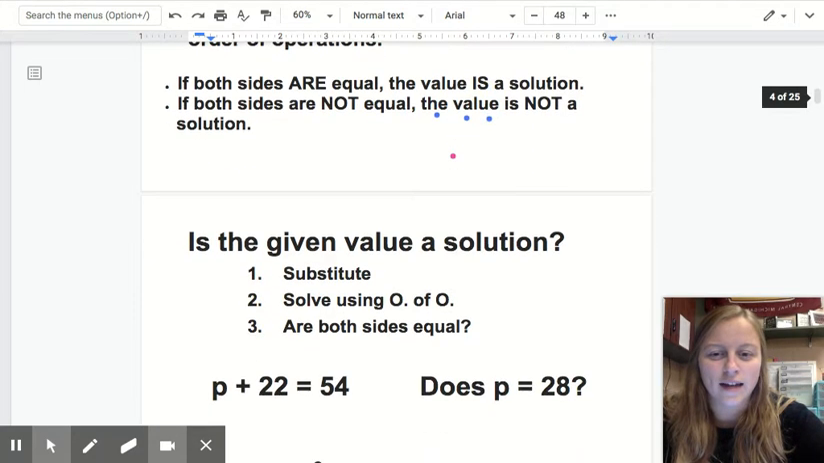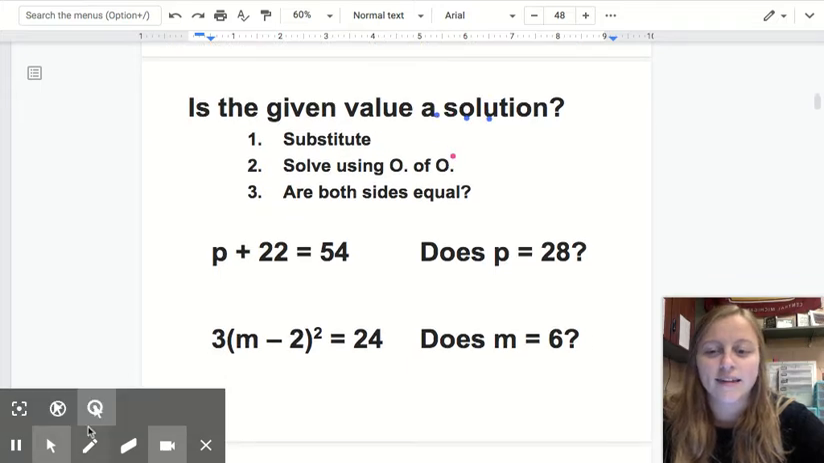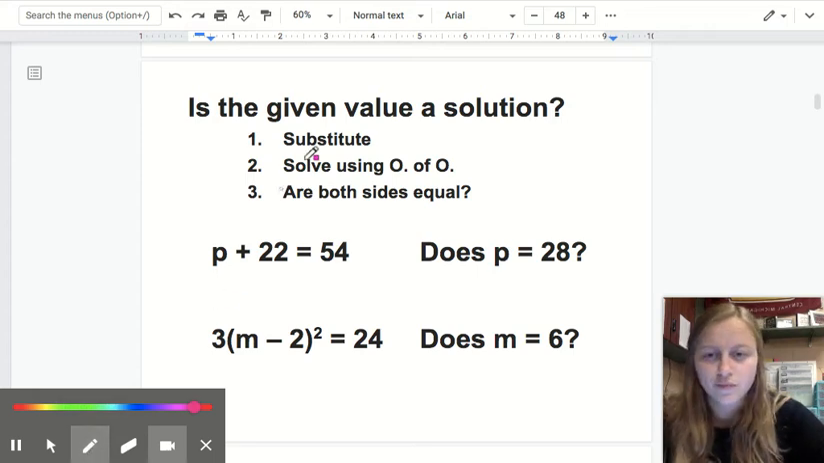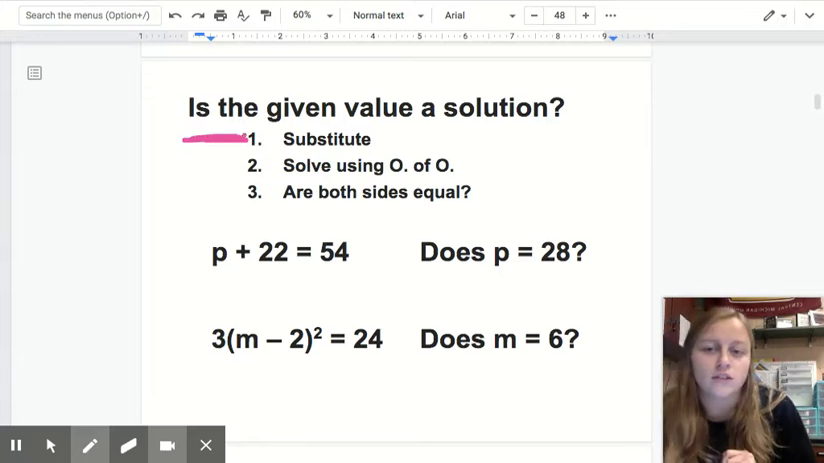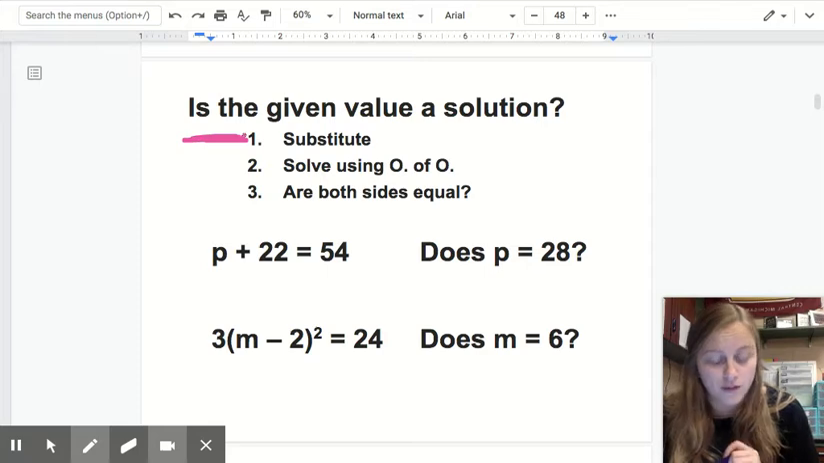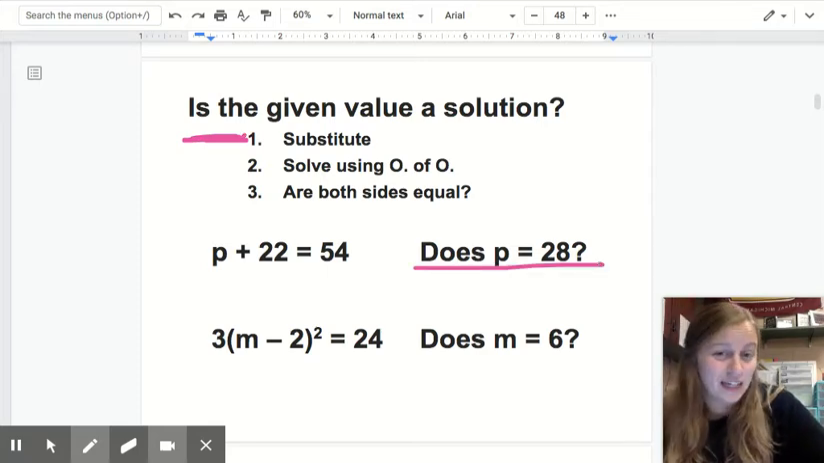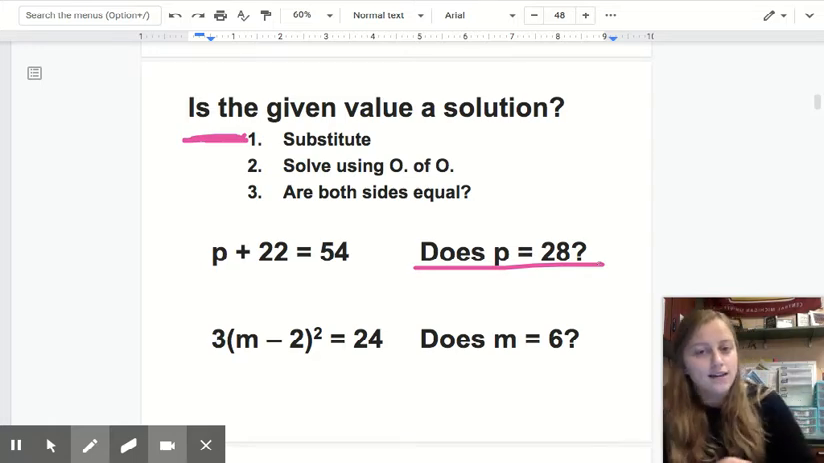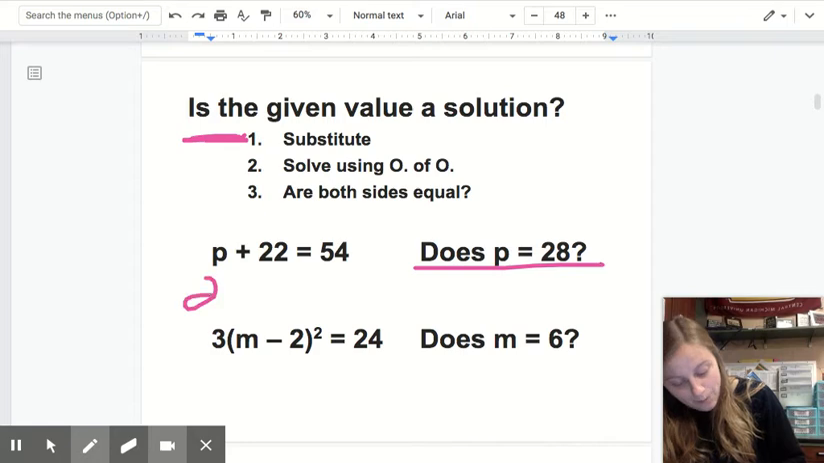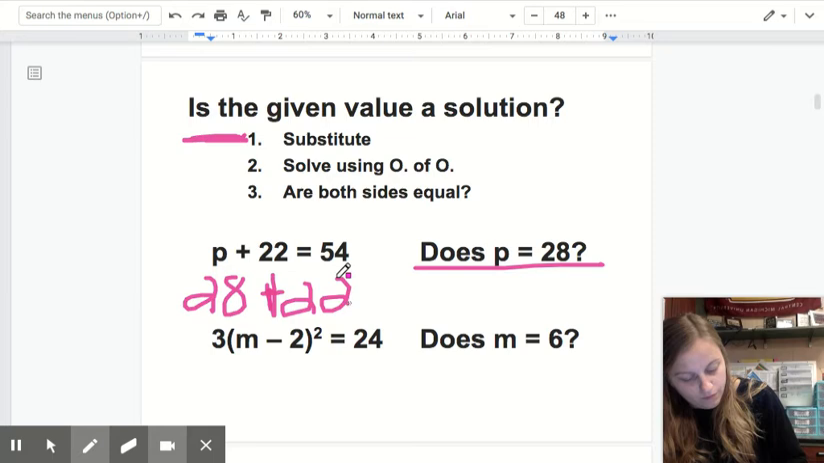Let's go ahead and look at some examples here. Is the given value a solution? Yes or no? First, we have to substitute. So let's look at this first one here. P plus 22 equals 54. We're asking the question, does P equal 28? Well, we substitute. Instead of P, I'm going to put in 28. So 28 plus 22 equals 54.